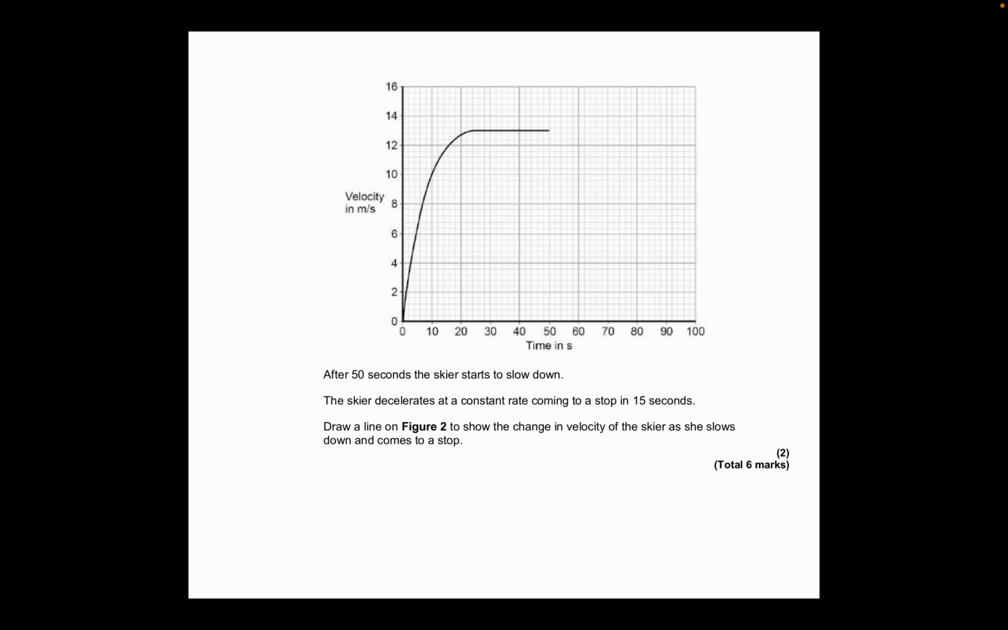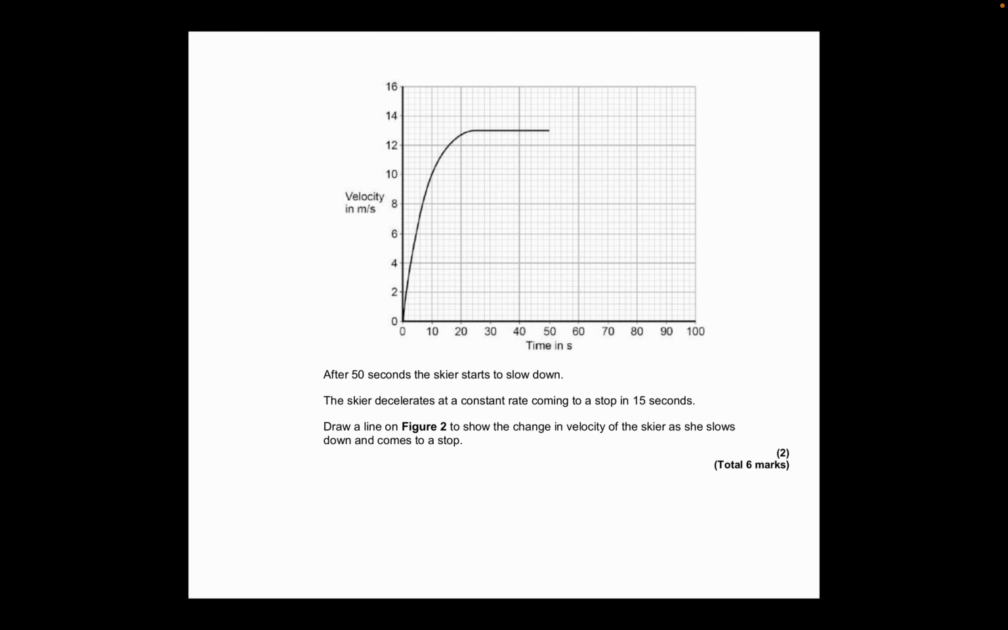After 50 seconds the skier starts to slow down, and the skier decelerates at a constant rate, coming to a stop in 15 seconds. Draw a line on figure 2 to show the change in velocity of the skier as she slows down and comes to a stop. So if you read this carefully, after 50 seconds the skier starts to slow down.